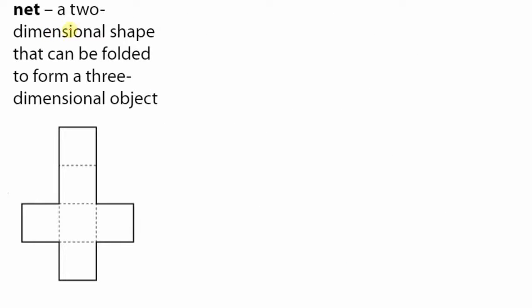So next we need to know what a net is. It's a two-dimensional shape that can be folded to form a three-dimensional object. So here's an example of a net. We can fold it so that it becomes a three-dimensional shape.